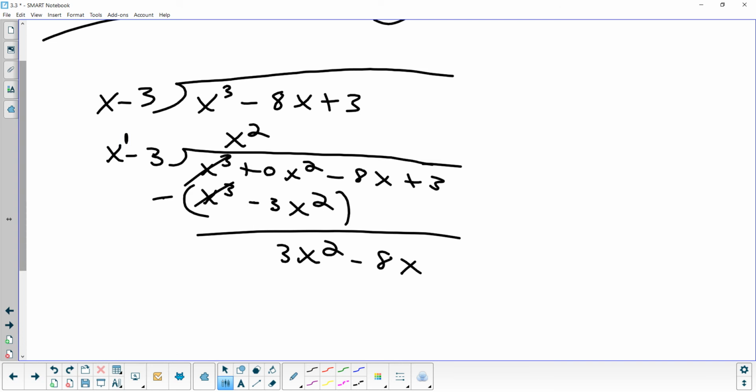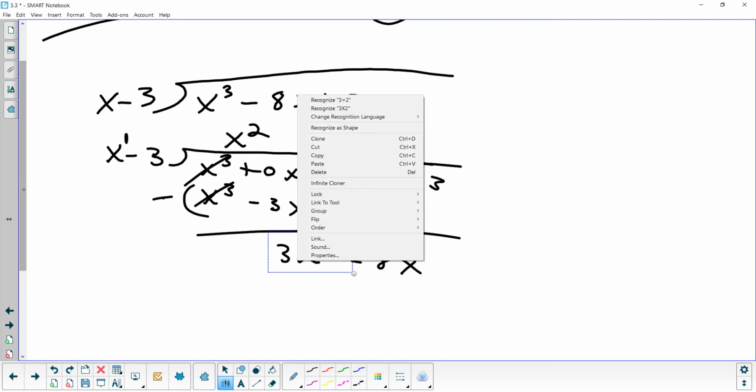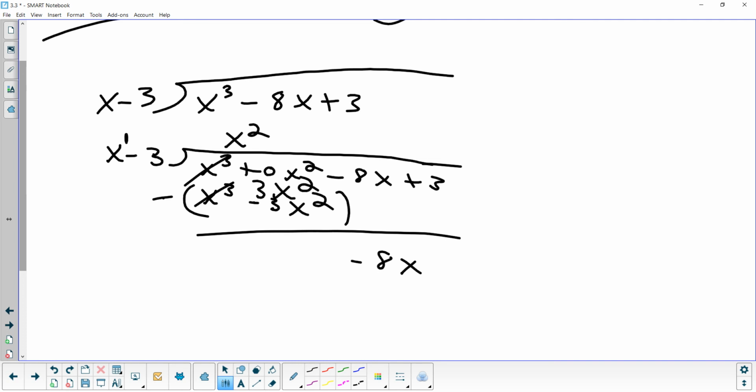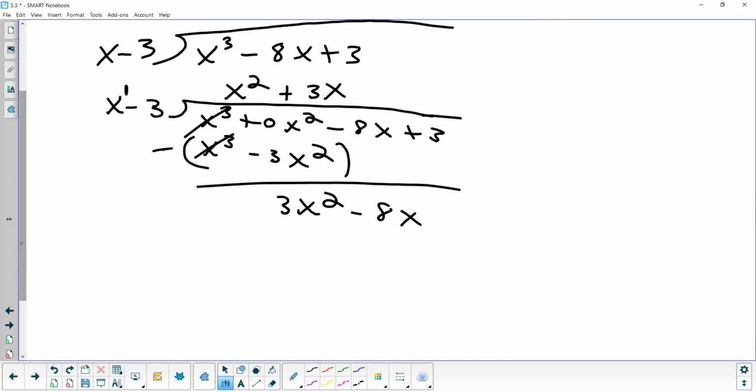Let's do it again. So, take the first term on the outside and divide it into the first term on the inside. So Trevor, what's 3x squared divided by x? 3x. Multiply it back out. William, can you tell me what I get when I multiply back out? You get 3x squared minus 9x. Okay.